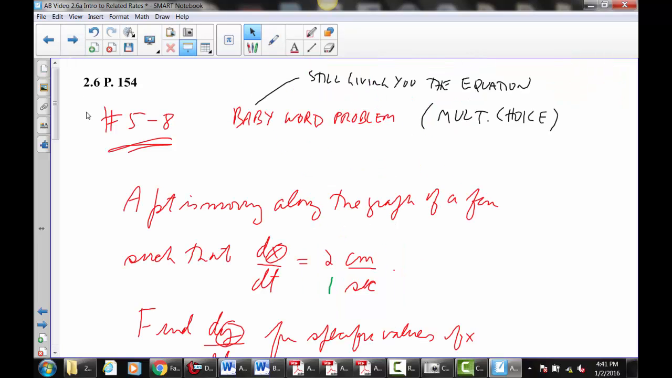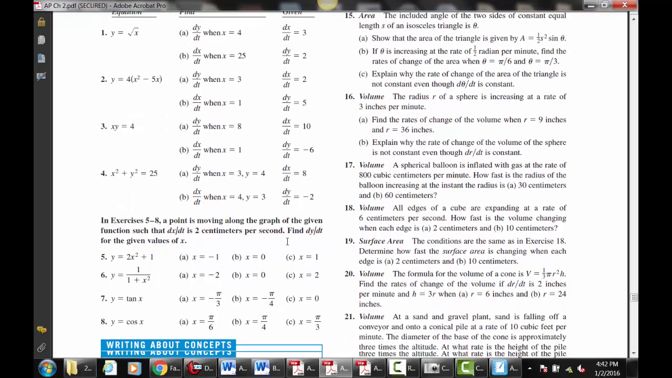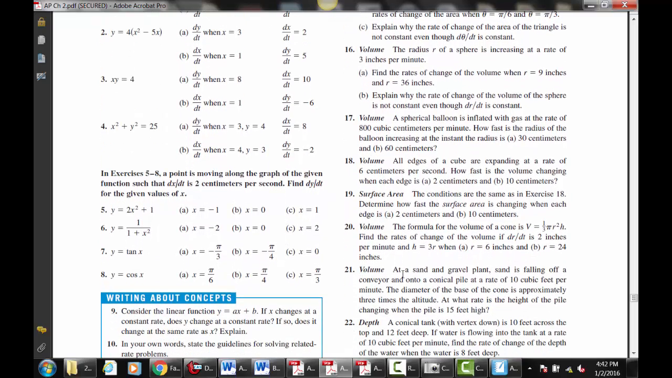It's not that hard. Okay, numbers 5 through 8 are little baby word problems. They're going to build up to just random application problems. Right now, 5 through 8, a point is moving along the graph of the given function, such that dx/dt equals 2 centimeters per second, which means with the passage of each second, the x value is 2 more than it used to be, which means the point is moving to the right at 2 centimeters per second.